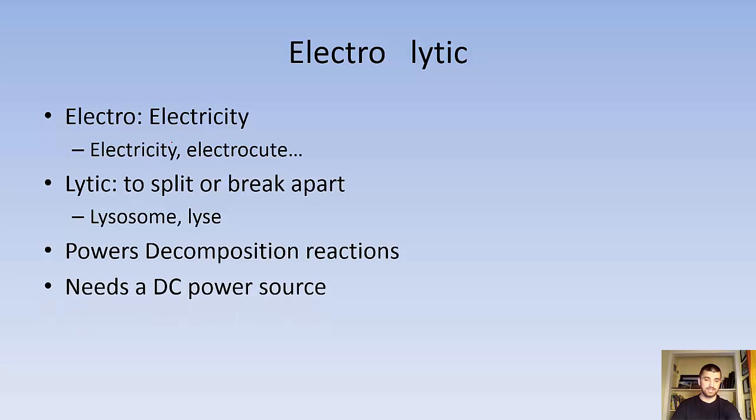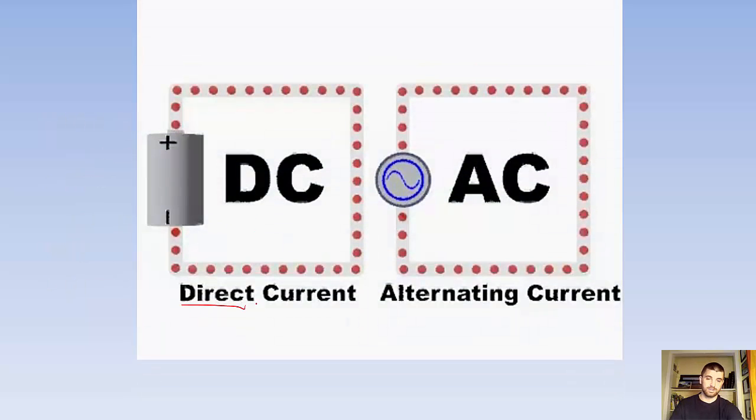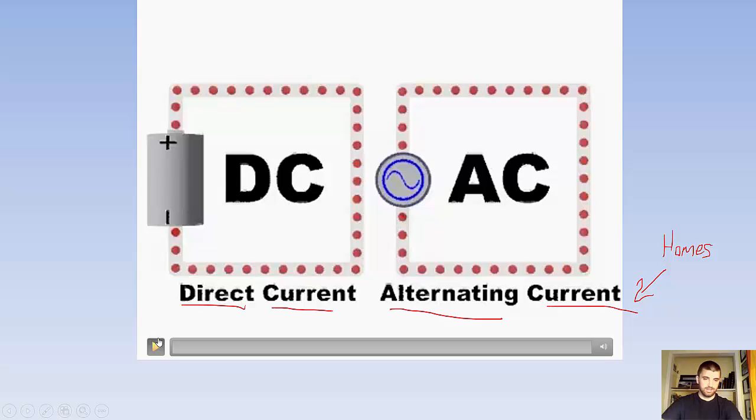We need a DC power source, and it's important that it needs to be DC. You may be asking, well, what the heck does that even mean? DC stands for direct current, and AC stands for alternating current. Now, AC, this is what we have in our homes. It's what you plug things into. And here's a video to help demonstrate the difference between them.